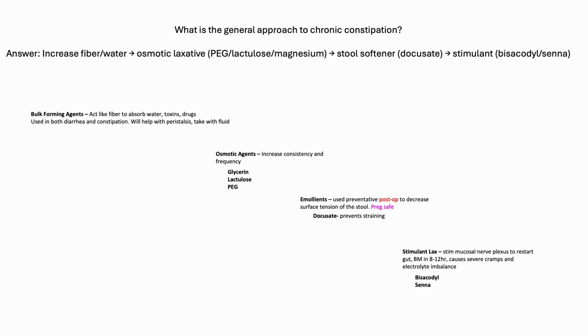And then if it's really bad, you can go to bisacodyl or senna, which is a stimulant laxative, which actually works on the nerves to cause bowel movement within about 8 hours. So this can cause cramping, electrolyte imbalances. This can actually cause extreme diarrhea. So be careful with that. Always start with your fiber and then kind of work up from there. But treating constipation is very difficult.